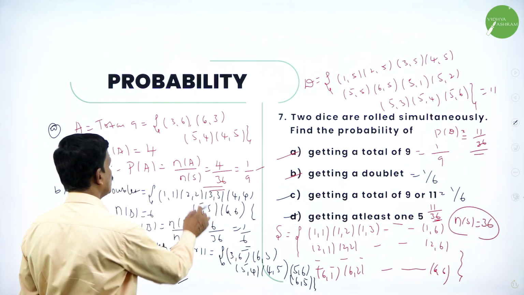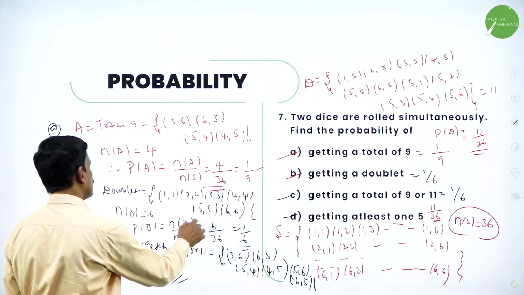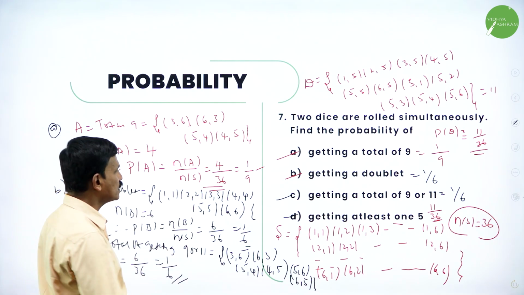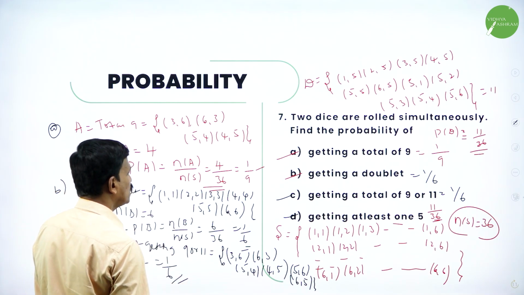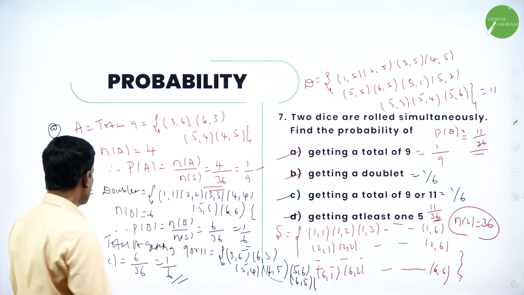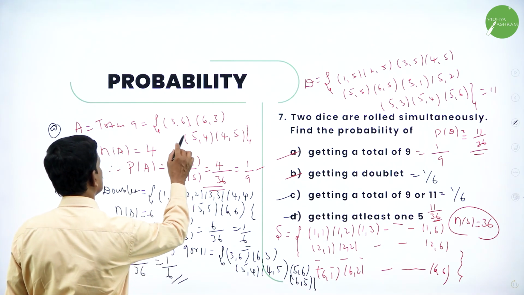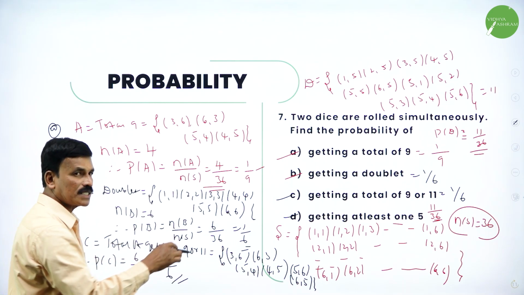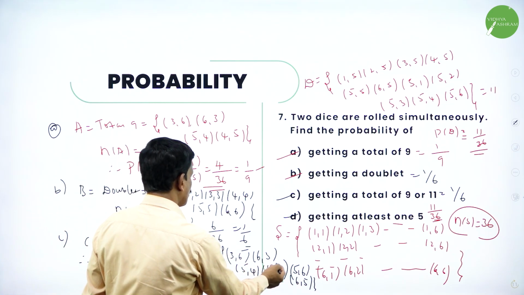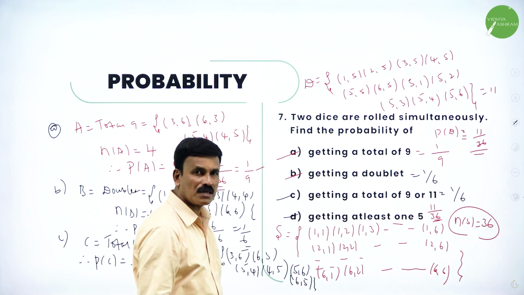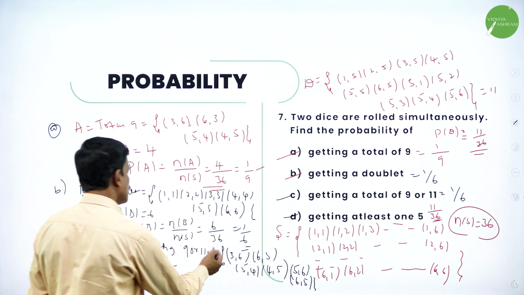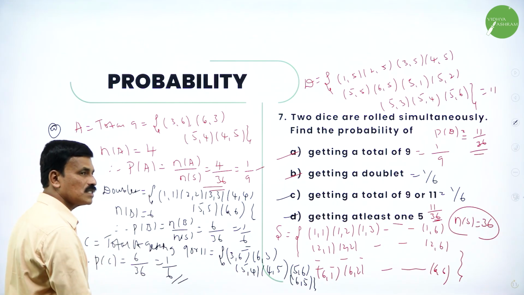So the probability of getting doublets is 6 events, 6 by 36, that's equal to 1 by 6. And the third one, getting a total of 9 or 11: the same 3, 6, 6, 3, 5, 4 and 4, 5 as 9, and the remaining 5, 6 and 6, 5, where 5 plus 6 is 11. So totally 6 events, 6 by 36 is 1 by 6.